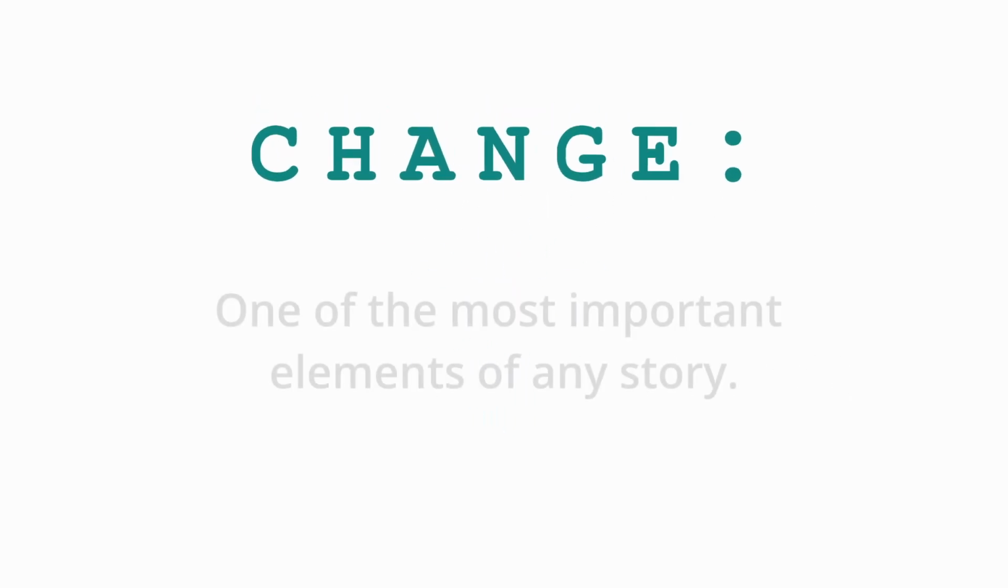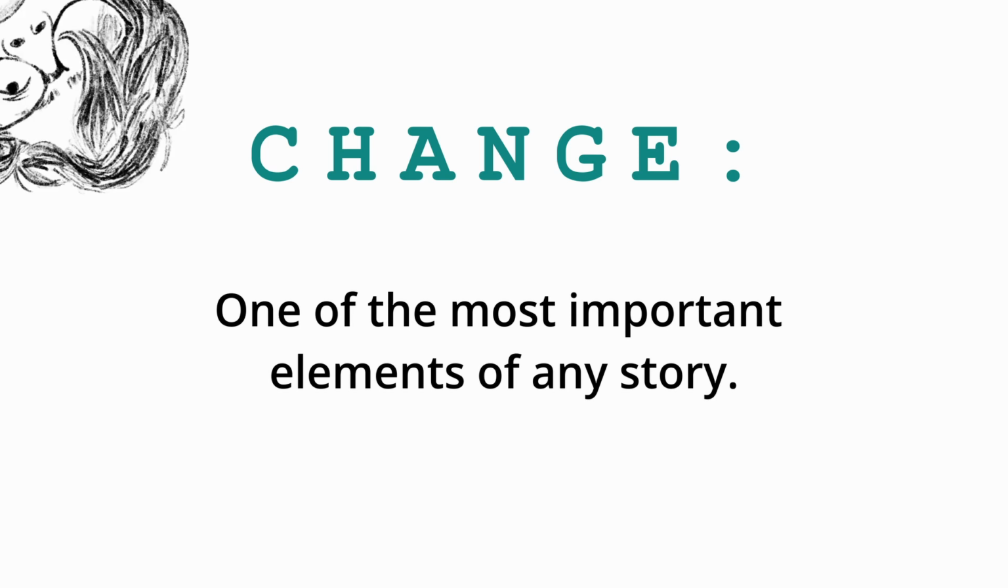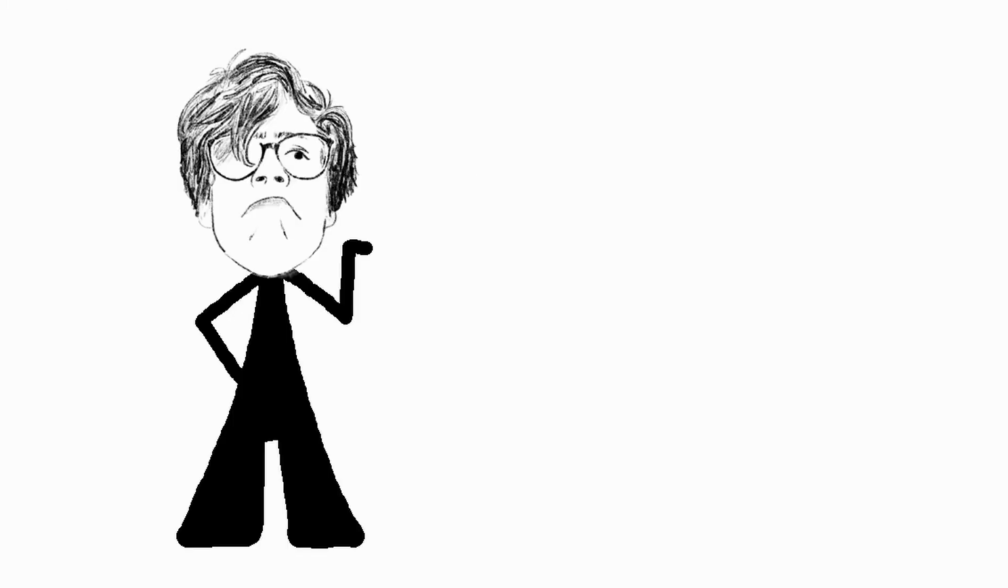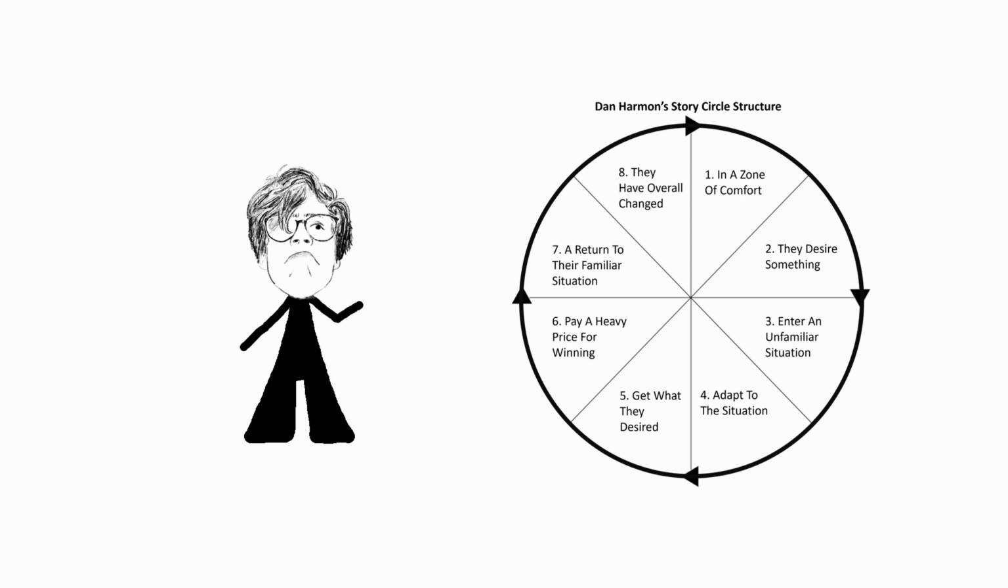This progression will create a change within the character, which can be realized as they return to a safe place outside the conflict of the story. Of course, there are exceptions, but rather than just looking at the stories and recognizing a pattern, this method looks at why stories exist and how they relate to the rest of the universe that we live within. This is why Harmon's story circle can be such a strong tool for the writer.